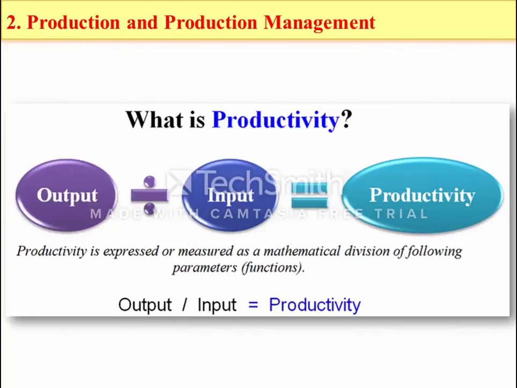What is productivity? Productivity is measured as a mathematical division of the following parameters: output divided by input equals productivity.